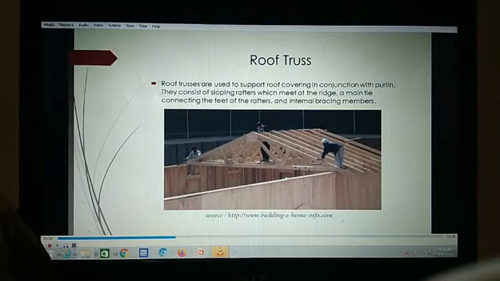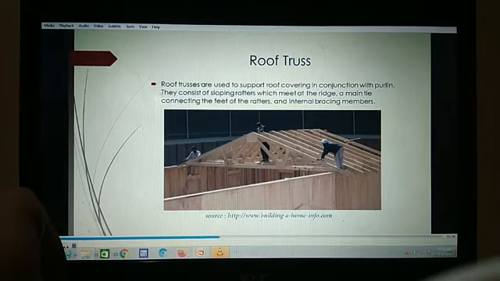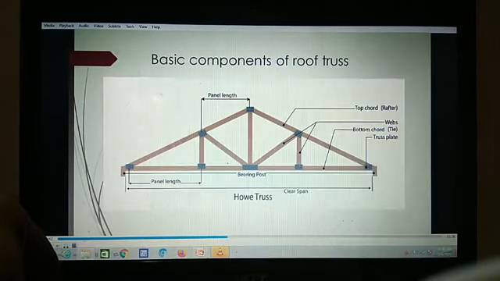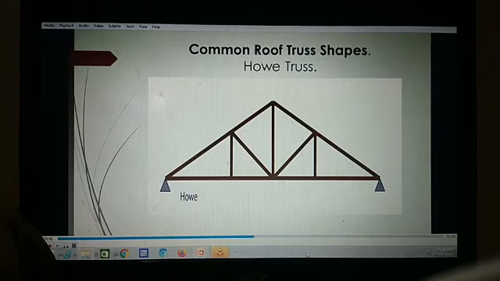Trusses are used to support roof covering in conjunction with purlins. They consist of sloping rafters which meet at the ridge, a main tie connecting the feet of the rafters, and internal bracing members. So these are the basic components.